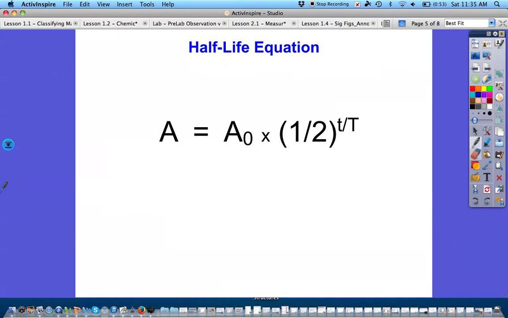Here's your half-life equation. A equals A sub 0 times 1/2 to the power of little t divided by big T. So big A represents our final amount. And that's going to be a mass. Probably in grams, but it could be in kilograms or milligrams. But some sort of mass. A sub 0 is the initial amount, or starting amount, the amount at time 0.